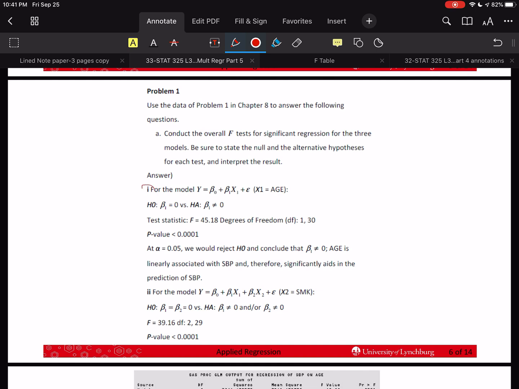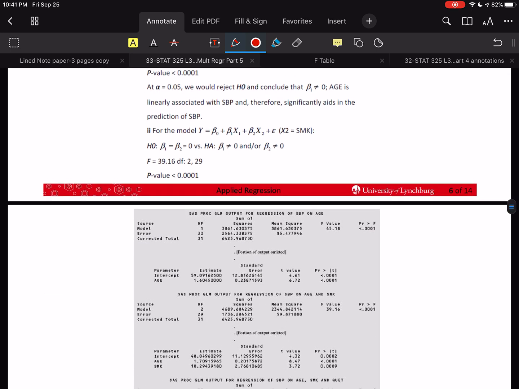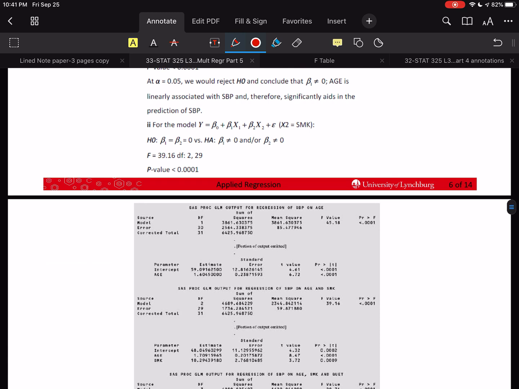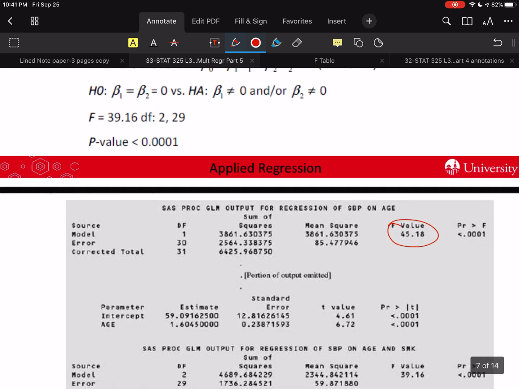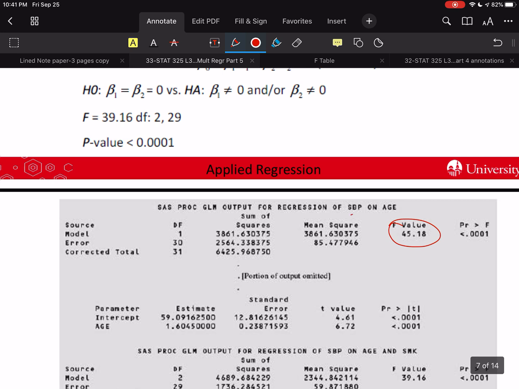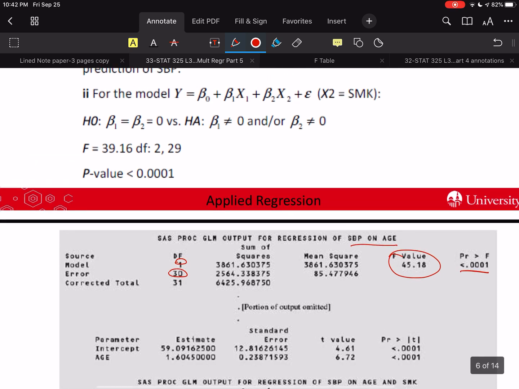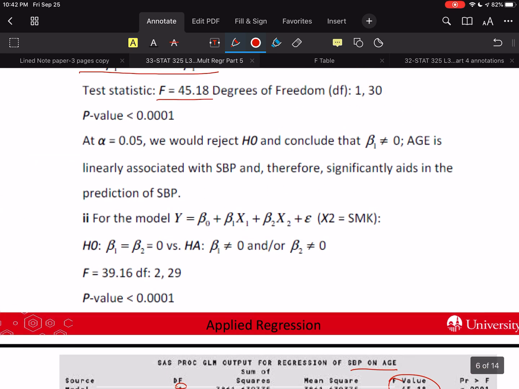So for the model with just x1 in it, age, we're going to write the null and the alternative, beta 1 equals 0 versus beta 1 not equal to 0. The F statistic here, we find that 45, it's right here, and so this is the model with just age in it, and the p-value is given here, and we have 1 and 30 degrees of freedom. So 1 and 30 degrees of freedom, p-value here.